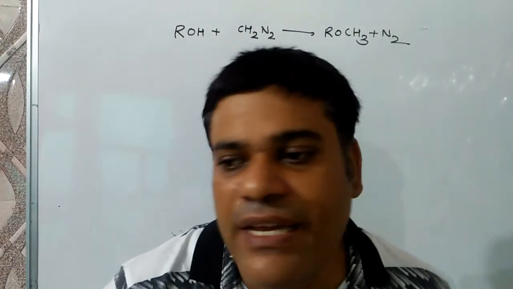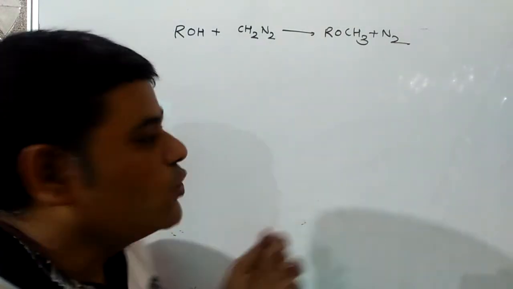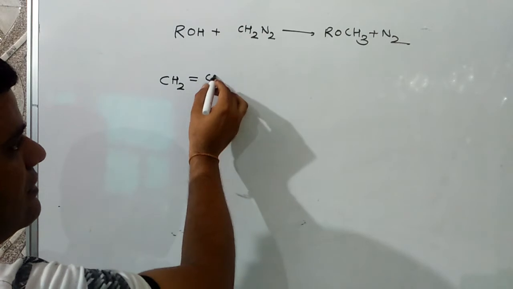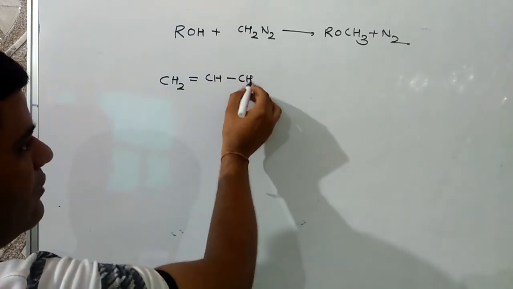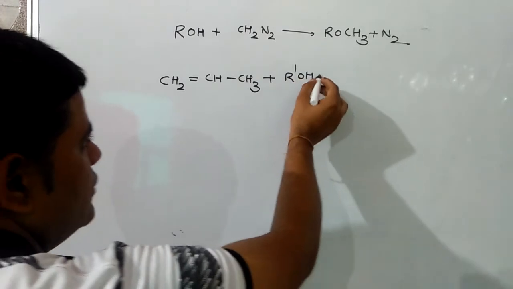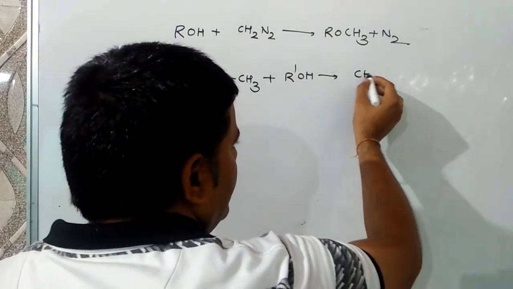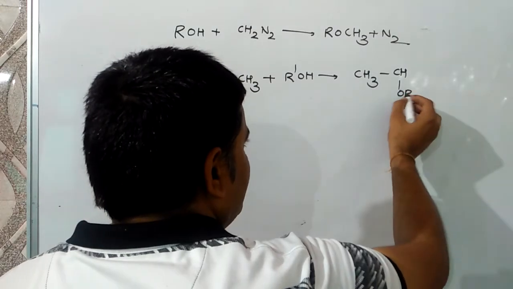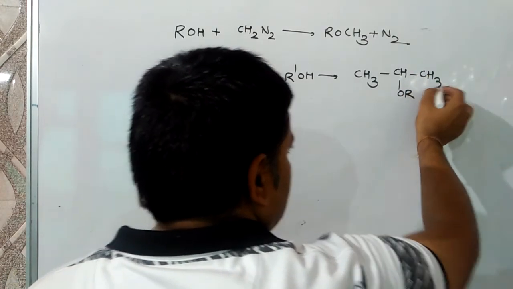And the last one is addition of alcohol to alkene. Markovnikov's addition rule is used. An alkene can react with alcohol to undergo electrophilic addition to produce ether. These are all the methods by which ethers can be produced.